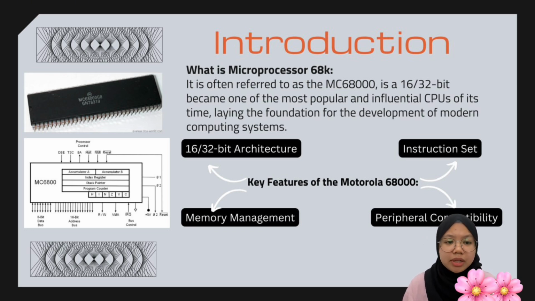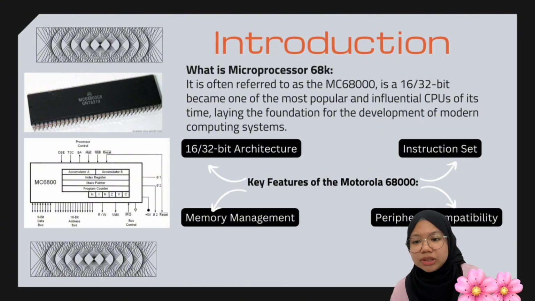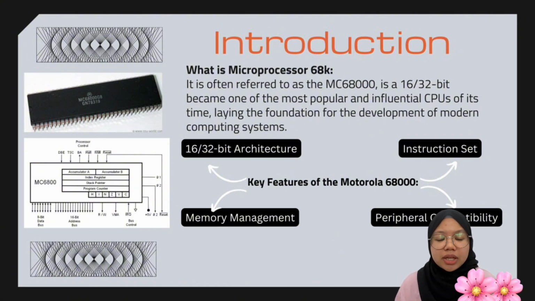Thirdly, its memory management. It supports a large addressable memory space, which is 16 MB due to its 24-bit address bus, which was significant for the systems of that era. Lastly, its peripheral compatibility. The 68000 could be easily interfaced with existing Motorola peripheral chips designed for its processor, the 68000 series, which helped in its rapid adoption.